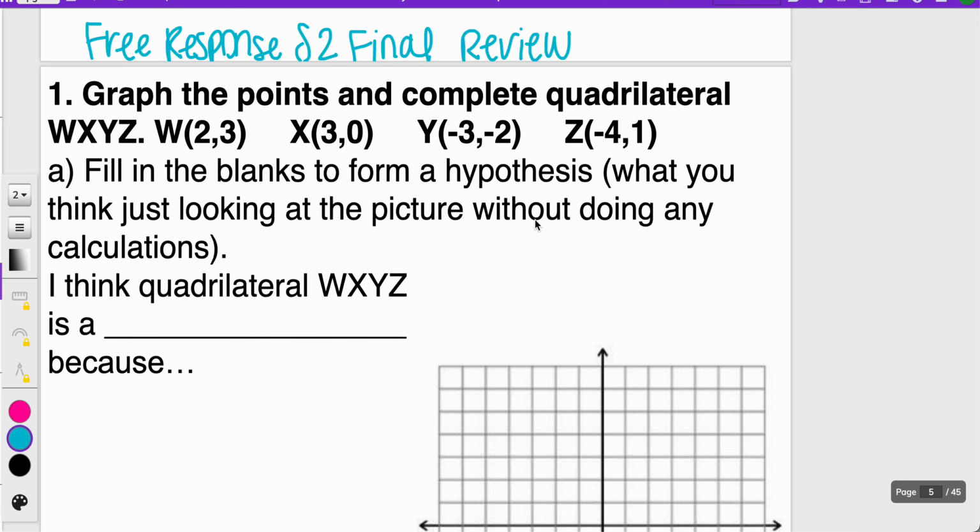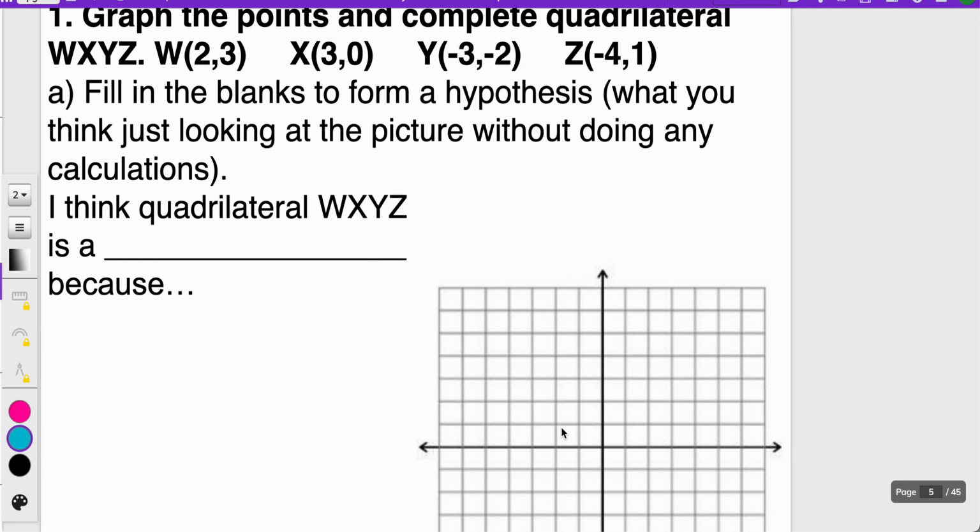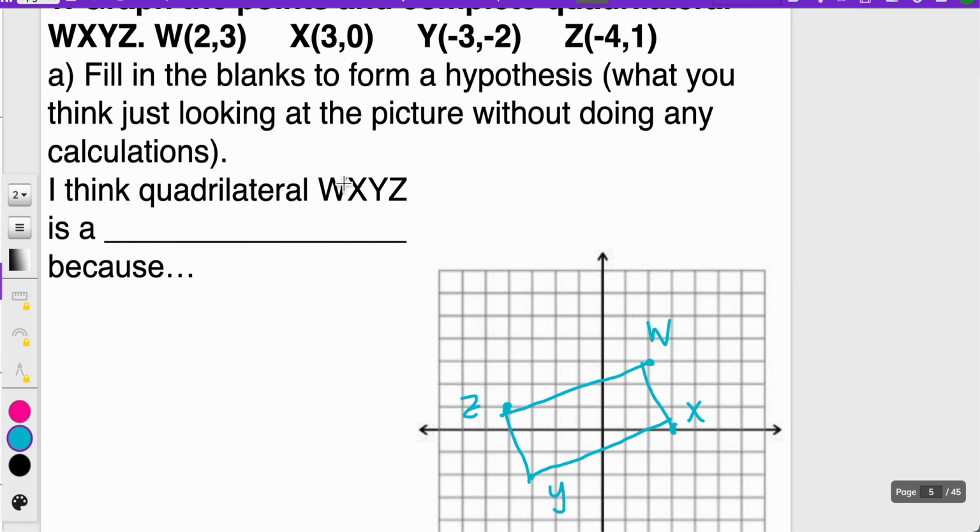The first thing we want to do is graph the following points on the coordinate plane. I've got 2, 3 for W. X is 3, 0. Y is -3, -2. And then Z is -4, 1. Once we graph those points, we're going to connect all of our dots using straight lines as best as possible. Yours probably look a little bit better. What do we think it is?